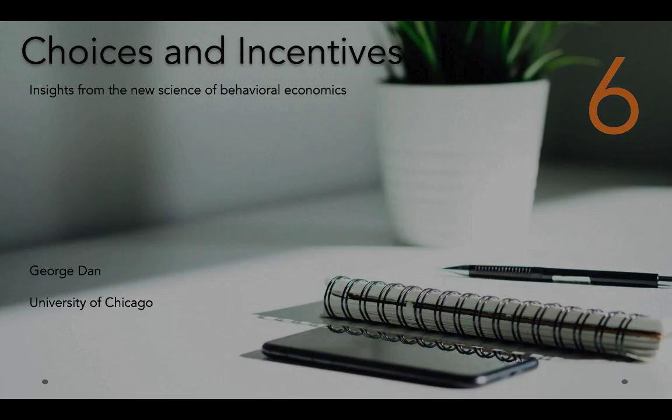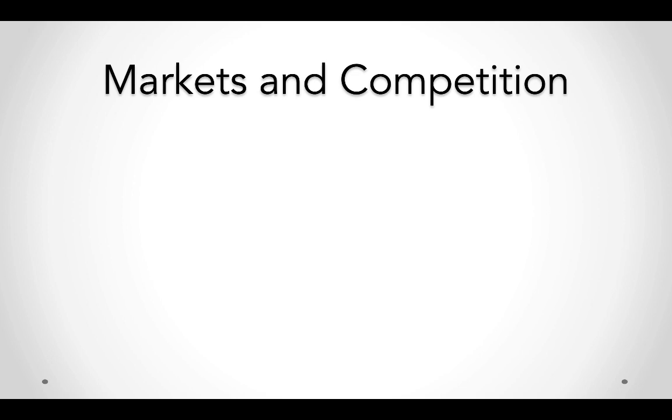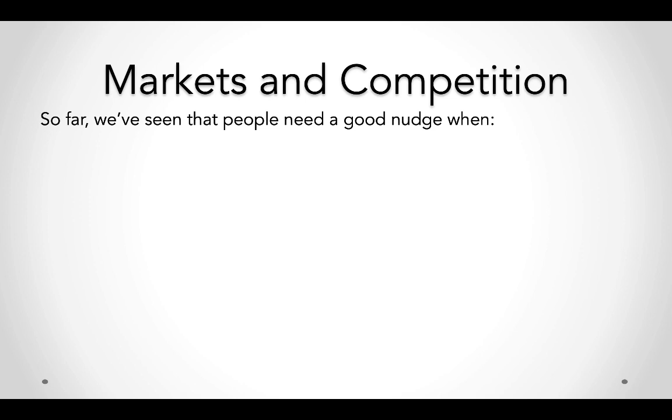In our course, we're going to talk today about markets and competition in the context of nudges and choice architecture. So far we've seen that people need a good nudge when choices have a delayed effect: benefits now, costs later, or costs now, benefits later. We all need nudges to bridge this gap.